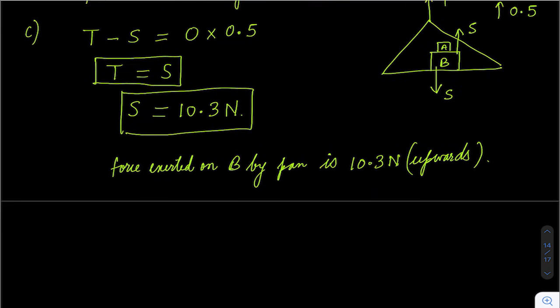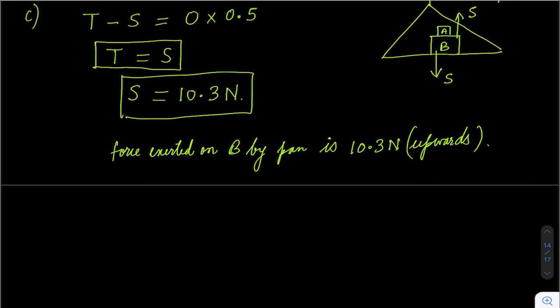Okay. So there is one more thing that we can discuss right now. If you want to analyze the mass B, you can analyze that also. So let me give you some hint. If you directly want to calculate what's the force exerted by the pan on B, you can consider mass B. So what's happening on mass B is there is a reaction force by A on B.